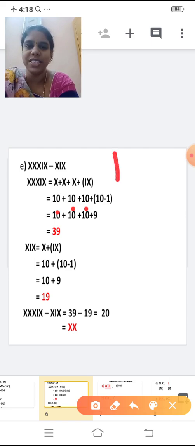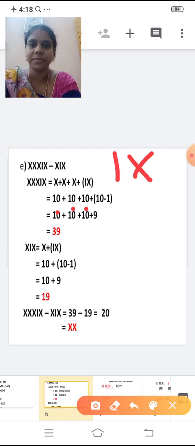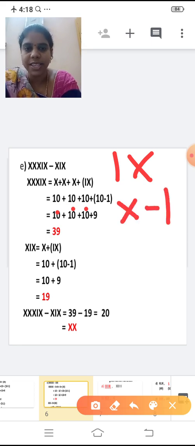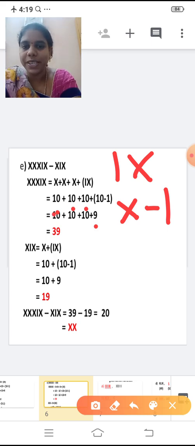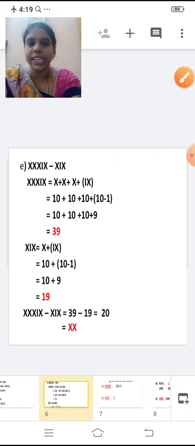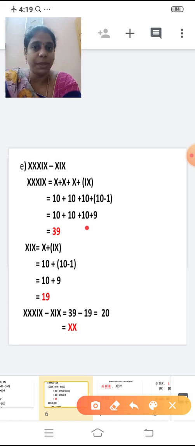What is the value of IX? You know the value of IX. The smaller one is placed before the larger one. You're going to subtract the smaller one from the larger one. X minus I. So 10 minus 1, 9. So the answer is 9. Now add all together. 10 plus 10 plus 10. 10 plus 10, 20. 20 plus 10, 30. 30 plus 9, 39. So the answer is 39.